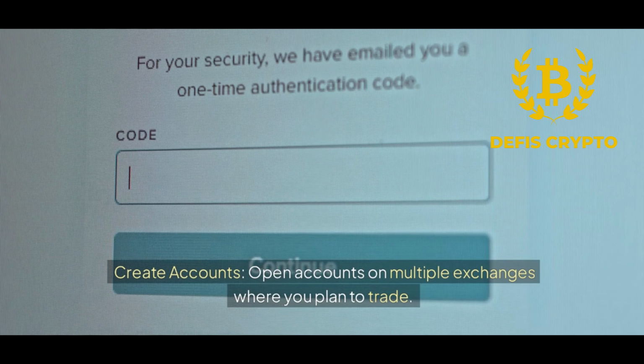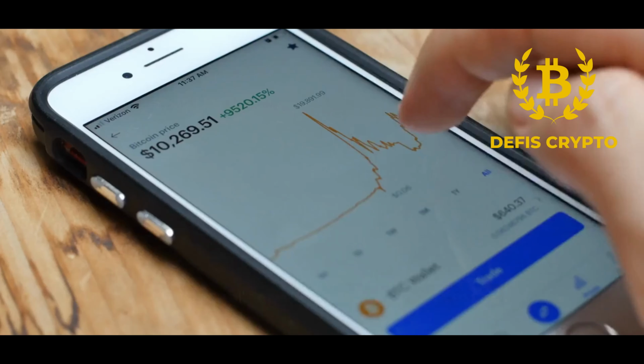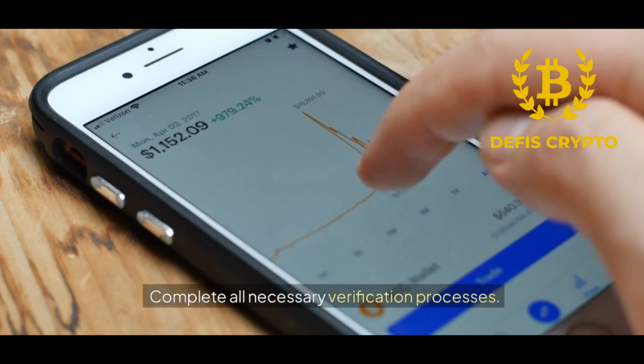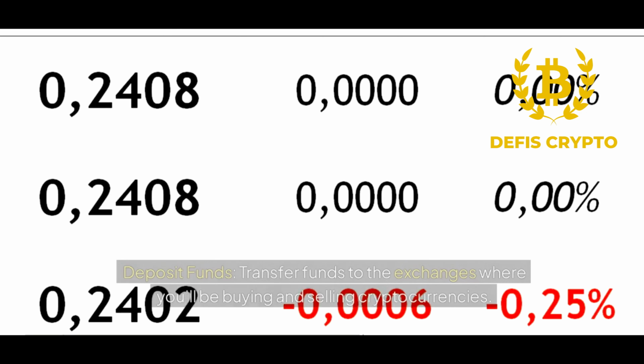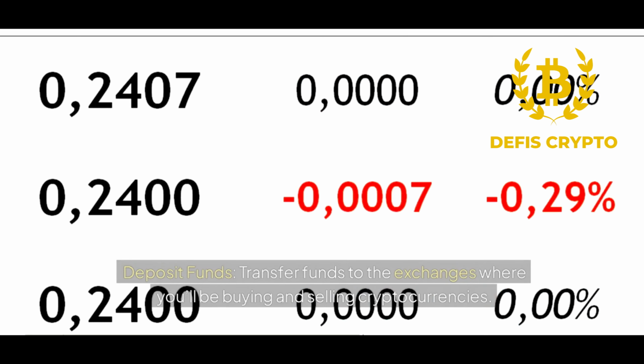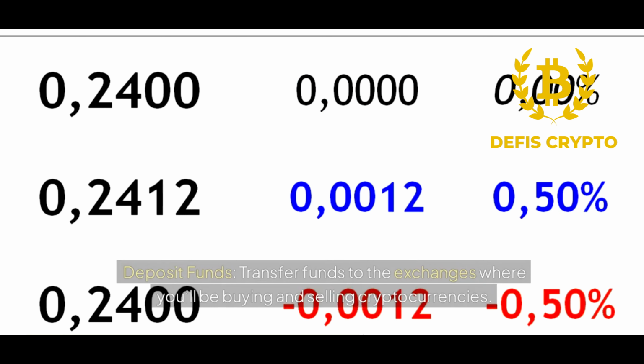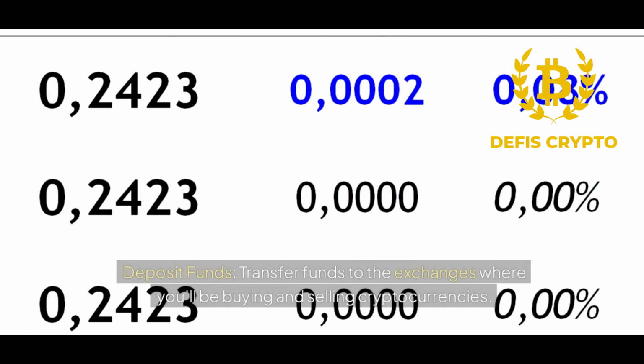Create accounts. Open accounts on multiple exchanges where you plan to trade. Complete all necessary verification processes. Deposit funds. Transfer funds to the exchanges where you'll be buying and selling cryptocurrencies.